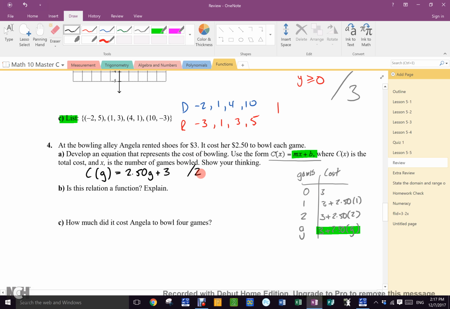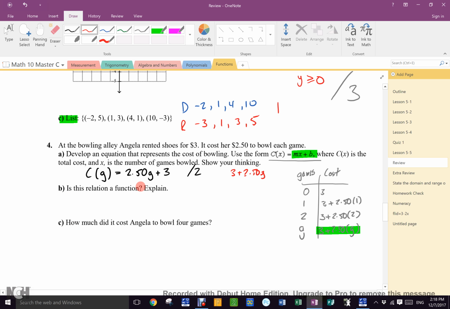It's worth 2 marks. Now stop. Are you allowed to have written it this way? 3 plus 2.50 G or X or Q or whatever. Is that allowed? Of course it is. Right? TJ. Everybody good? So that's worth 2 because I wanted to see how you got to it.